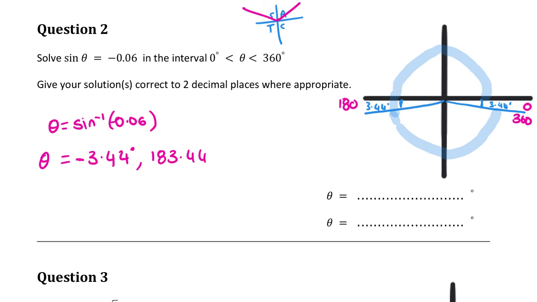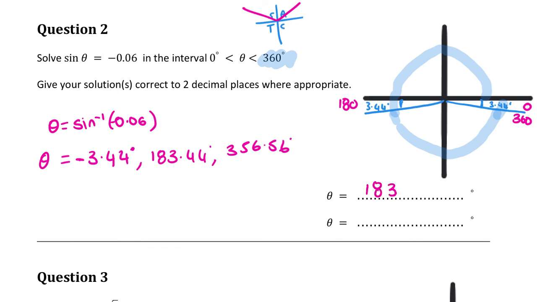360 minus the answer, 3.44, which is 356.56 degrees. I then get to here and I stop. Why am I stopping? Because it's after 360. Okay, I have 2 answers which are between 0 and 360.